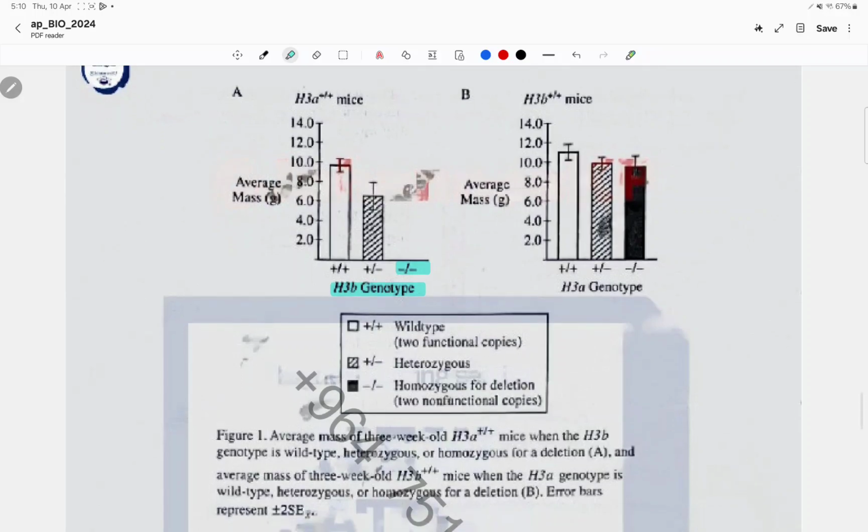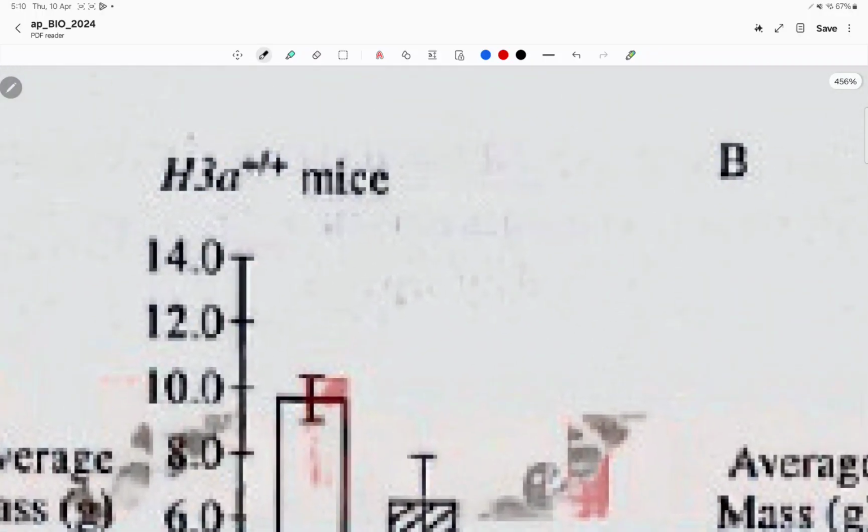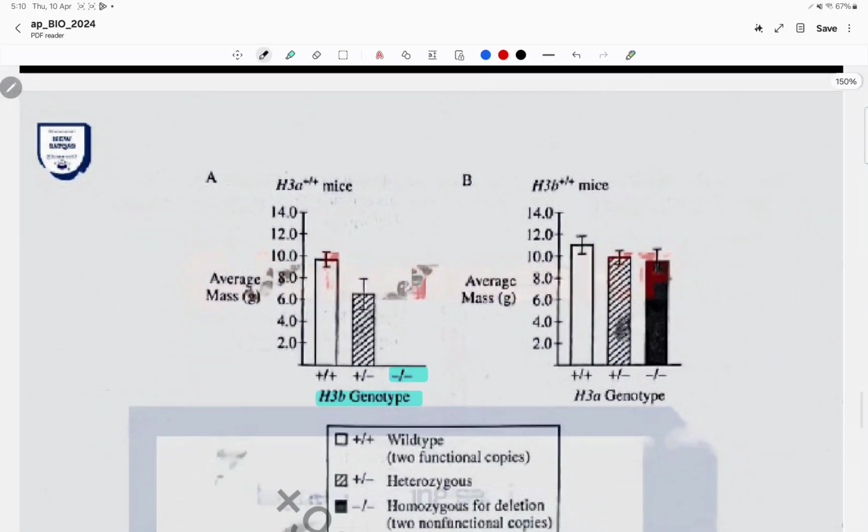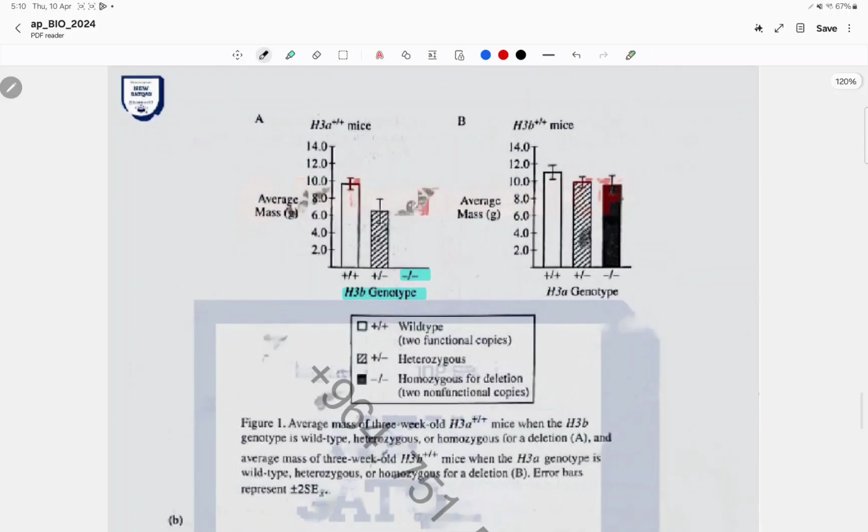Oh my god, I think I had a mistake. That's true, I didn't read the H3B genotype. I just read the H3. Okay, so the average mass of 3-week-old H3A plus/plus mice. Is that an A? That's an A. Okay.